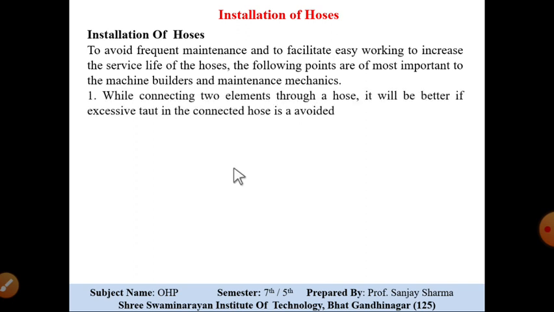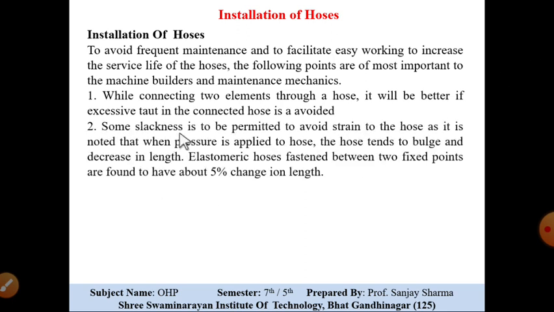Now the very first point: while connecting two elements through a hose, it will be better if excessive torque in the hose connections is avoided. What does it mean, friends? Torque means unnecessary twisting. Excess twisting is termed as torque. While connecting the members, excessive twisting of the hose should not happen, otherwise there are chances of failure of the hose pipe.